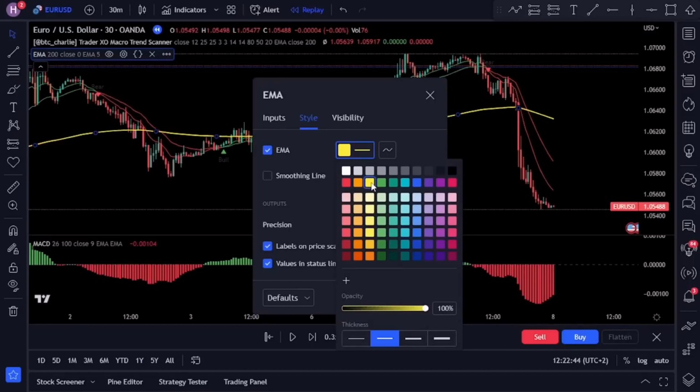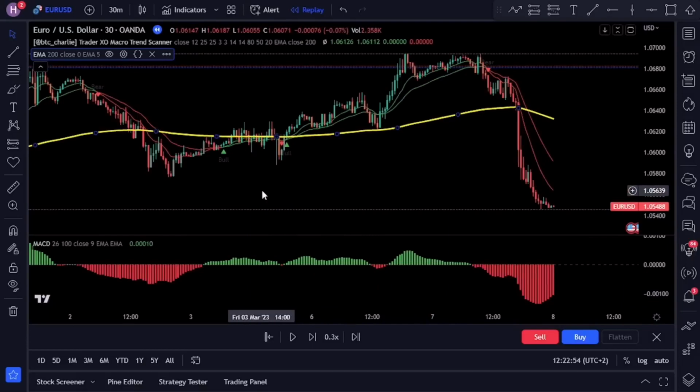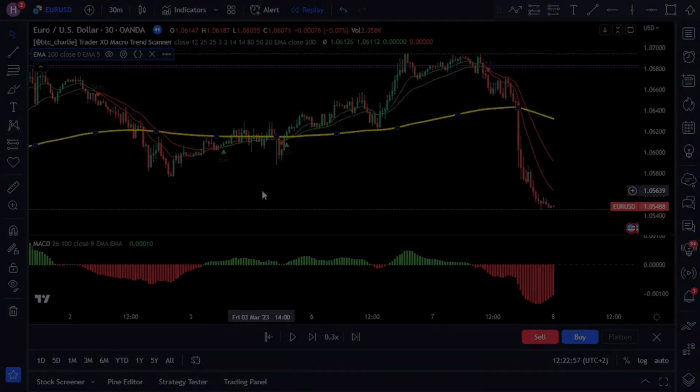This moving average line actually shows us the direction of the market's trend. Suppose the price is above the moving average. This means the market is in an uptrend, and if the price is lower than the moving average line, it means the market is in an overall downtrend.